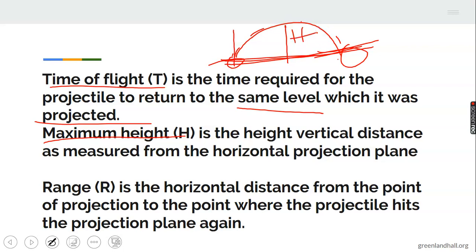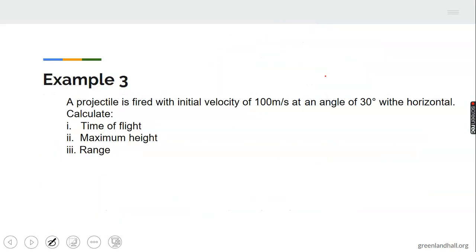Distance as measured from the horizontal projection plane. This is the horizontal projection plane. Then range is the horizontal distance from the point of projection, this is the point of projection, to the point where the object hit the projection plane again. This is where it hit again. The distance from here to here, we call it range. That is time of flight, maximum height, and range.